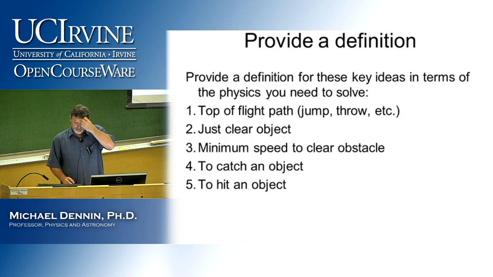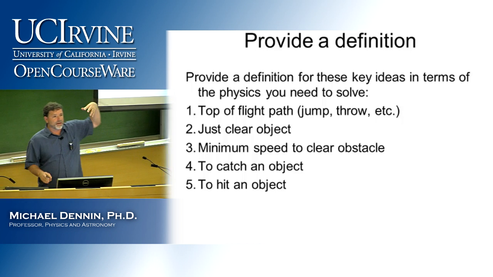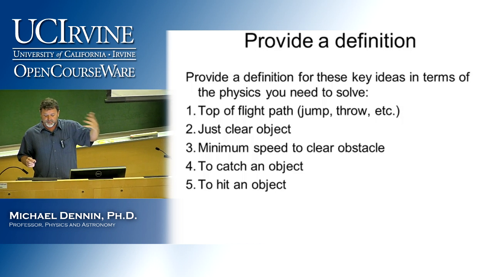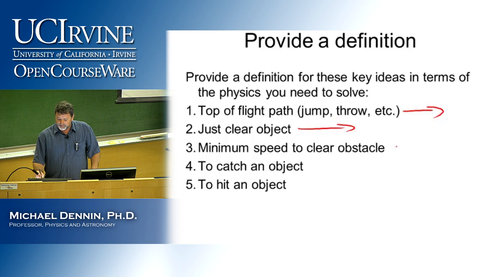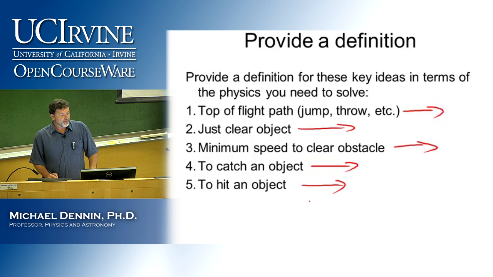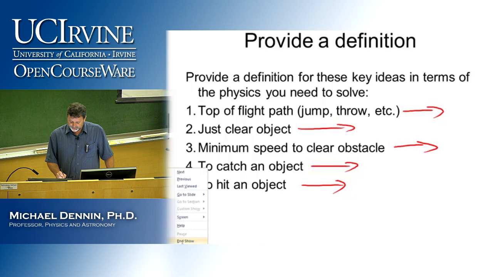Now, I'm going to post this with it. We're not going to do it now. But these are 5 key things you're going to want to review as you do the homework this weekend and before the test. You want to make sure you know what top of the flight means. You want to make sure you know what it means to just clear the object. You want to make sure you know what minimum speed to clear an obstacle means. You really want to know what to catch or to hit an object means. So those are 5 big main ideas from the course.